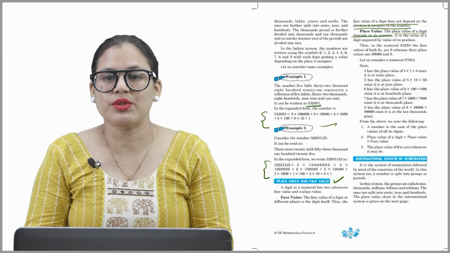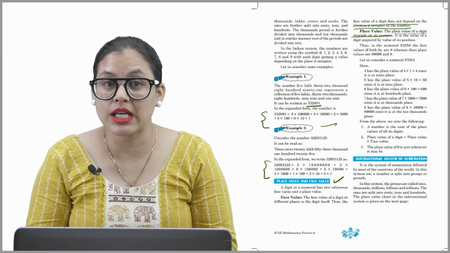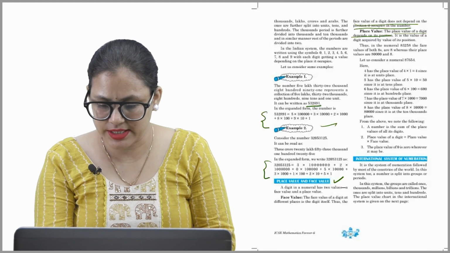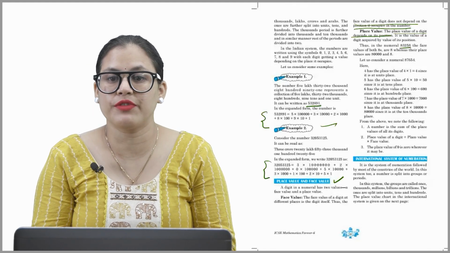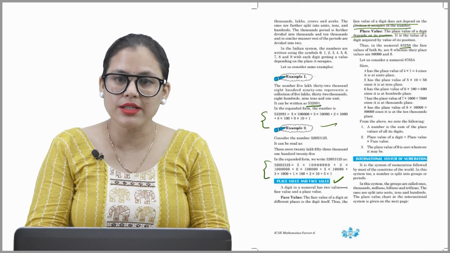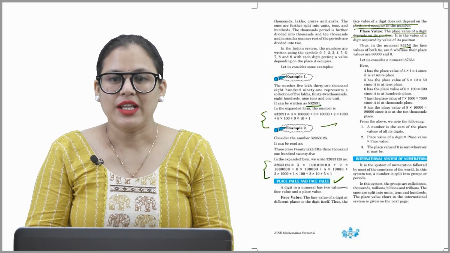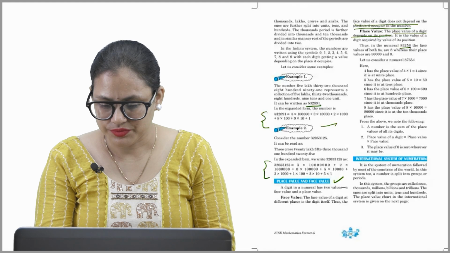So, the place value of a digit depends on its position. It is the value of a digit acquired by the value of its position. Thus, in this numeral, that is 83,258, the face value of both 8s is 8, whereas the place values are 80,000 and 8. Okay. Now, let us consider a numeral.